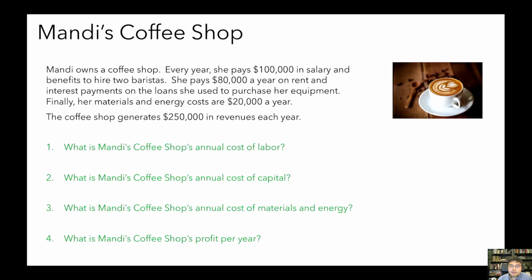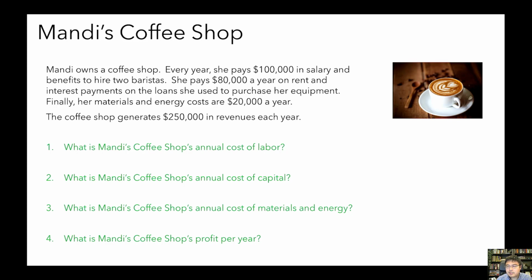All right, so let's do an example on thinking through the different types of costs that a firm might have to pay. So this is Mandy's coffee shop. Mandy owns a coffee shop. Every year she pays $100,000 in salary and benefits to hire 2 baristas. She pays $80,000 a year on her rent and on the interest payments on the loans that she used to purchase her equipment initially. And finally, her annual materials and energy costs are $20,000 a year.